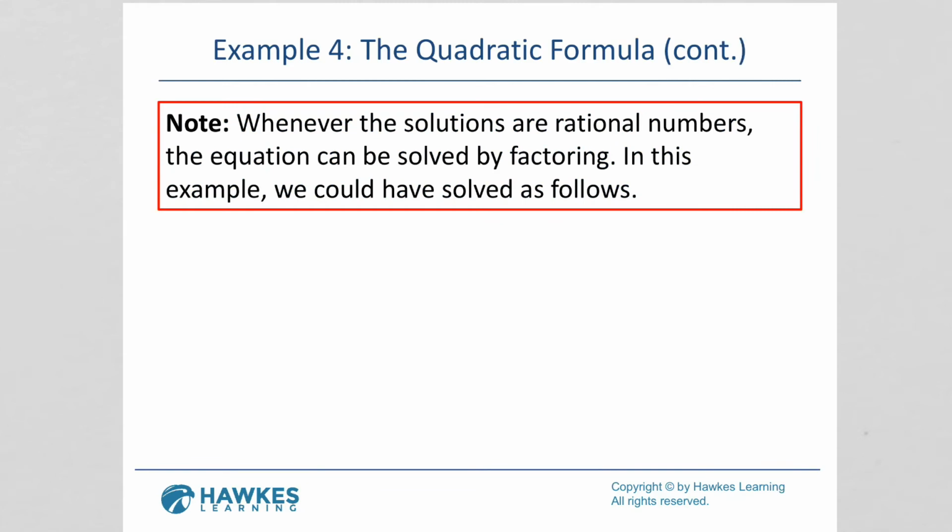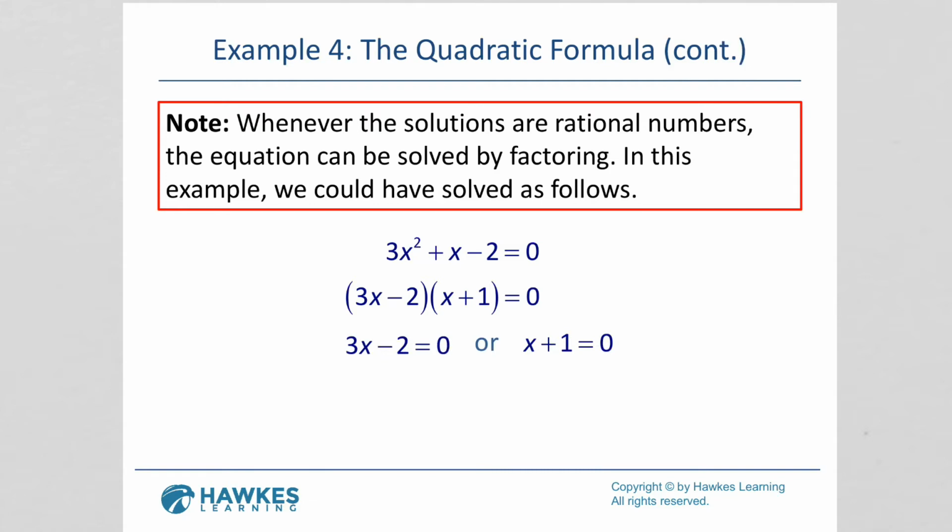Whenever we have solutions that are rational numbers, the equation can be solved by factoring. In this example, we could have solved as follows. 3x squared plus x minus 2 equals 0. That would have factored into 3x minus 2, that quantity, times x plus 1, that quantity, equaling 0. I would set 3x minus 2 equal to 0 and solve that, and x plus 1 equal to 0 and solve that.